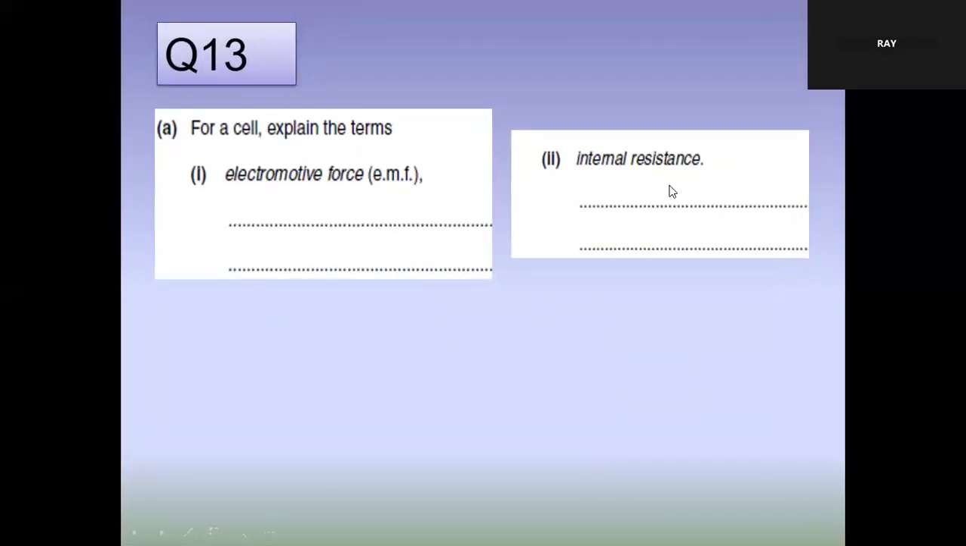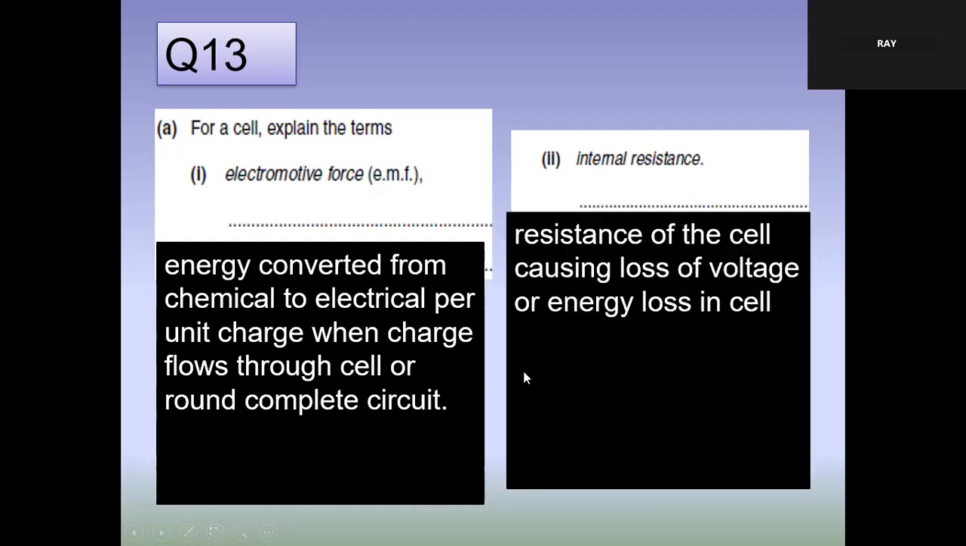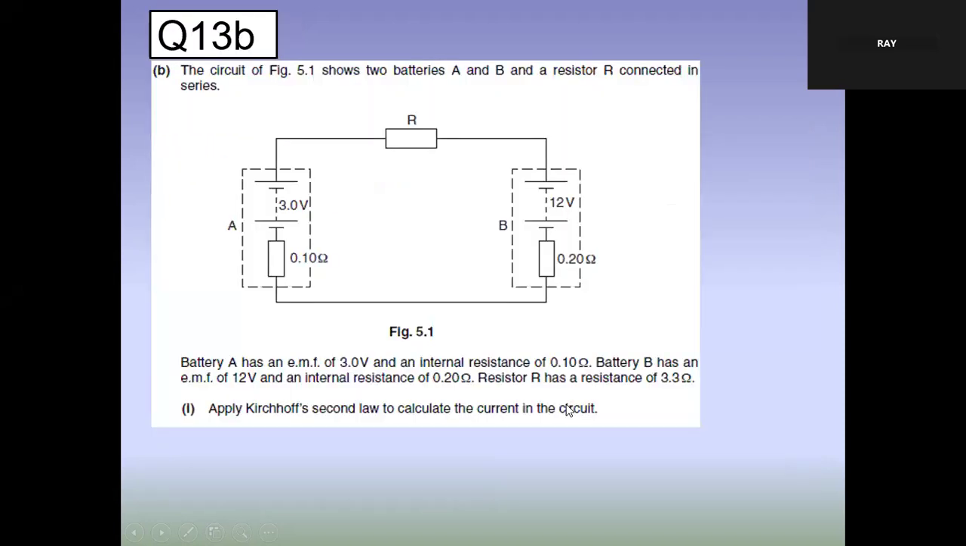Make sure you know how to define that. EMF is the energy converted from chemical to electrical per unit charge when charge flows through the cell or around a complete circuit. Internal resistance of the cell causes voltage or energy loss in the cell. All this must be in your head. Okay, this one applies Kirchhoff's law.